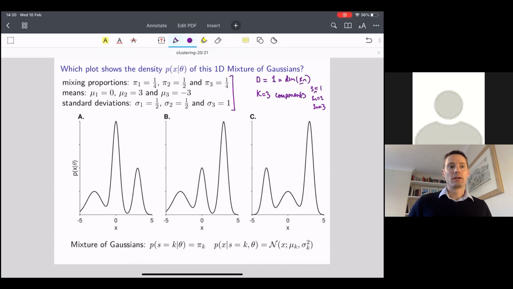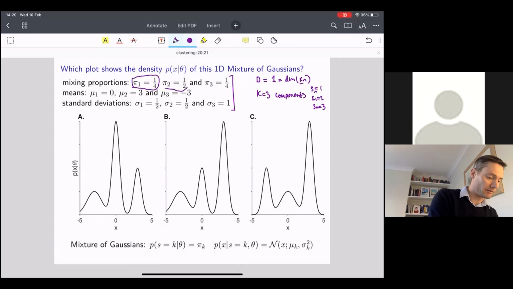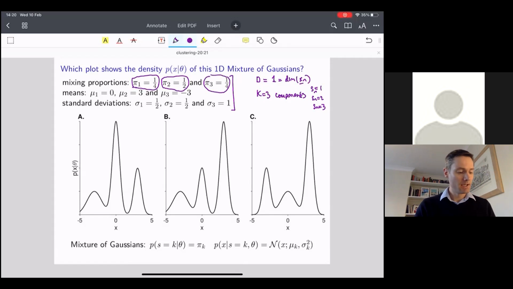So in the model that I'm interested in, the mixing proportions, that's the name given to these pis here, are going to have the following 3 values. The probability a priori of coming from cluster 1 is 1/4, probability of coming from cluster 2 is 1/2, and the probability of coming from cluster 3 is 1/4. The means of these 3 components are going to be 0, 3, and -3. And the standard deviations, in this case, the covariance matrices collapse back to standard deviations because it's just a scalar case, are going to be 1/2, 1/2, and 1.